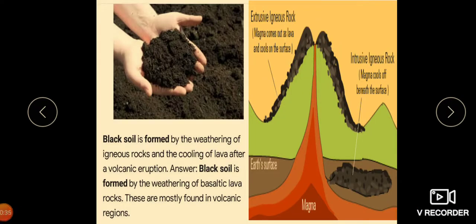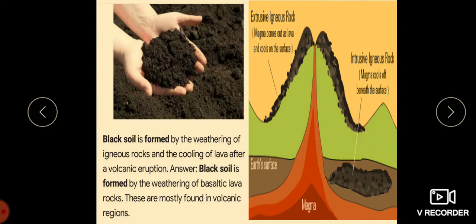Now, we will study how black soil is formed. Black soil you can see in this picture. Observe the picture. Black soil is formed by the weathering of igneous rock, and also by the cooling or solidification of the lava from volcanic eruption. Therefore, it is called lava soil. This soil is formed from rocks of Cretaceous lava and from volcanic eruption.